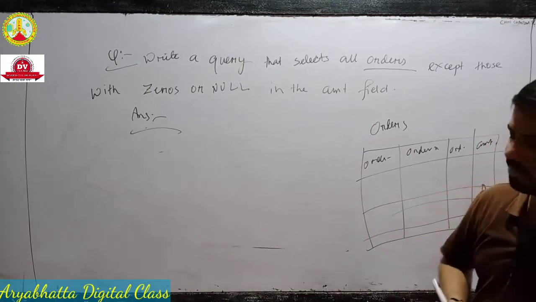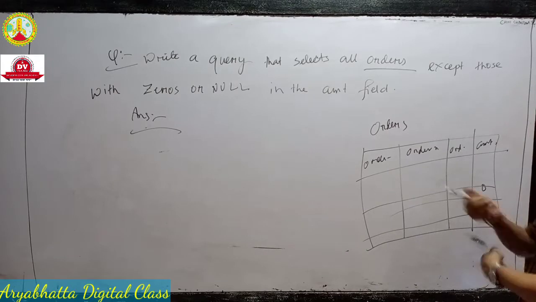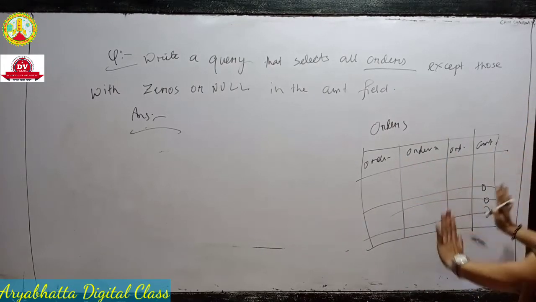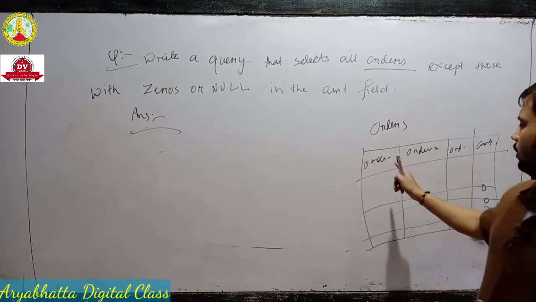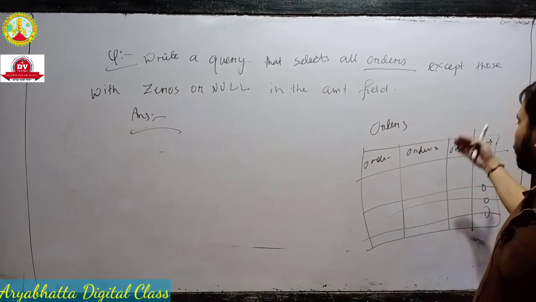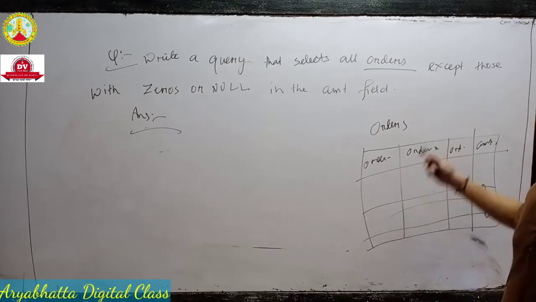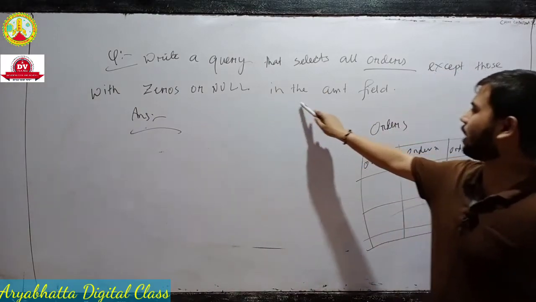Understood? Means again I say, you see, there is a table order. Okay, just imagine, just take it. There is a table order with attributes: order ID, order name, order price, and amount is an attribute, means a special column. Okay, one column. The condition is except those with zeros or null in the amount field.